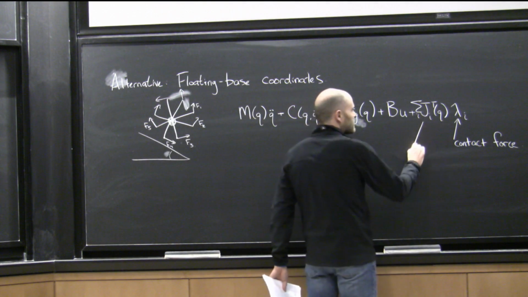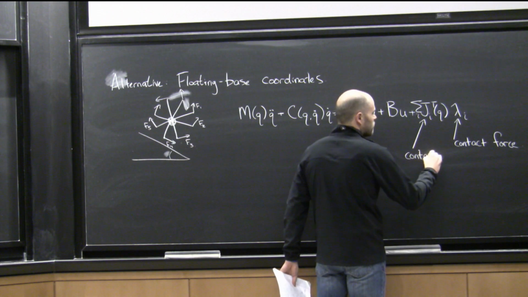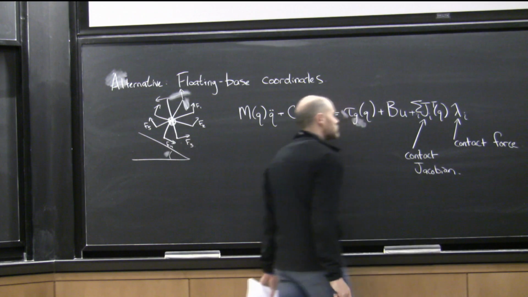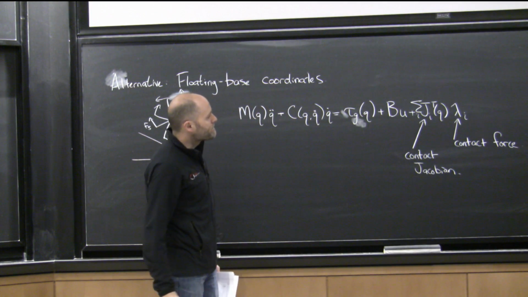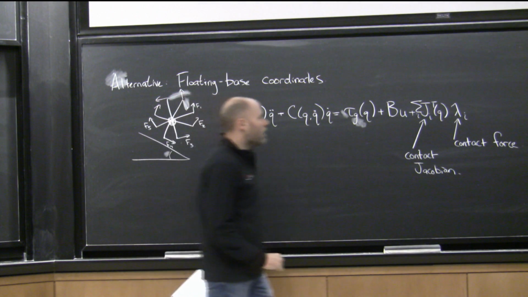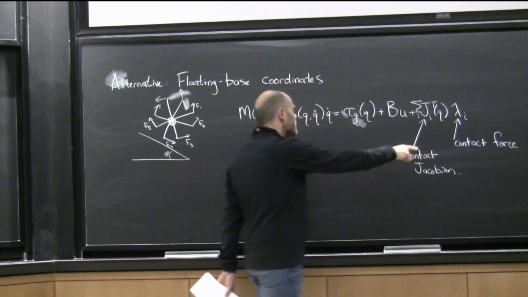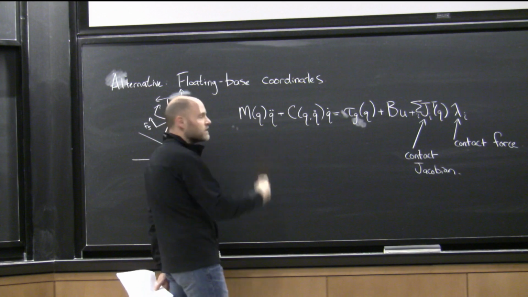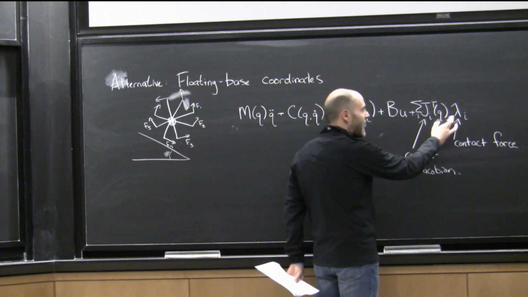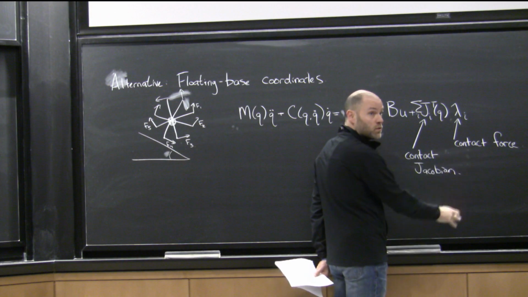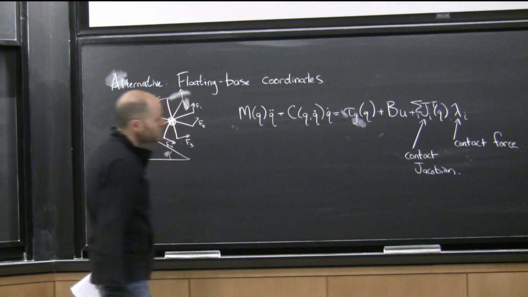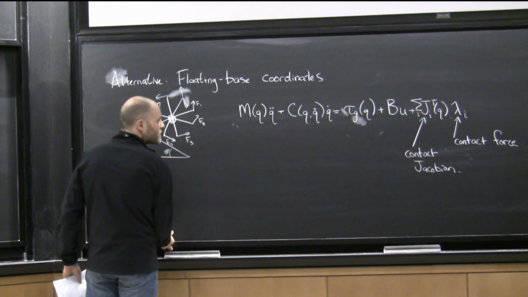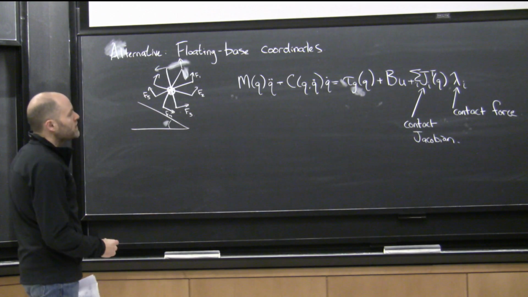This thing is the contact Jacobian, which I'll say more about in a second. And really what's important is that these contact forces enter the manipulator equations in a very structured way. The manipulator equations are affine in the contact forces. We're going to exploit that in a couple different ways. Okay, and we already said that there's a totally reasonable way to work with these, right?